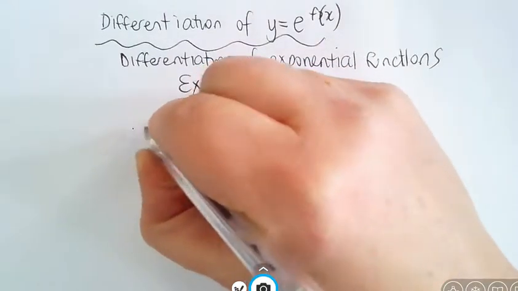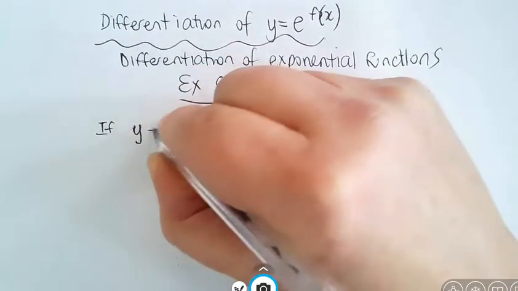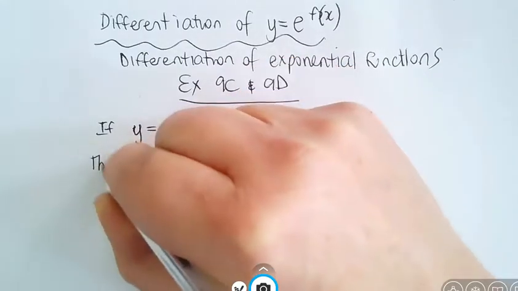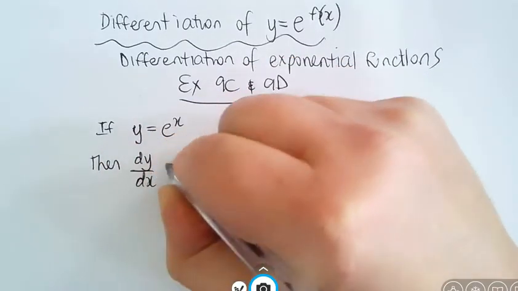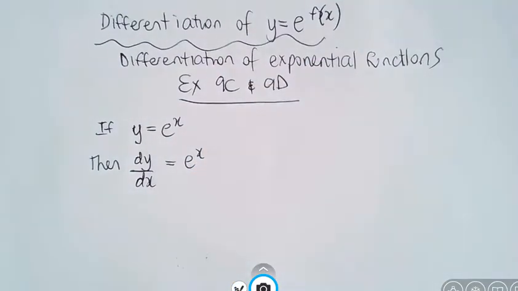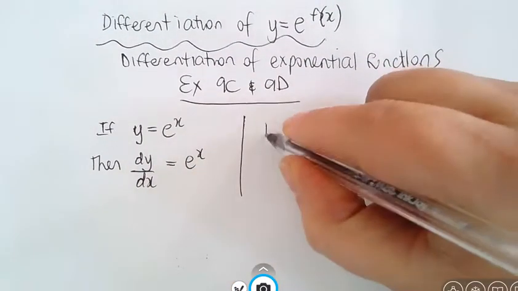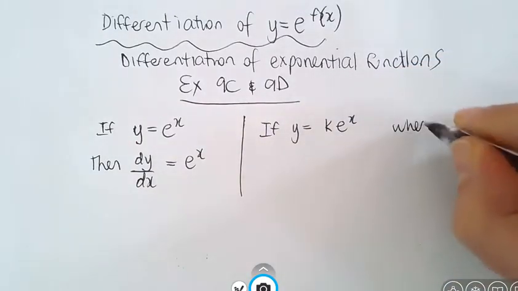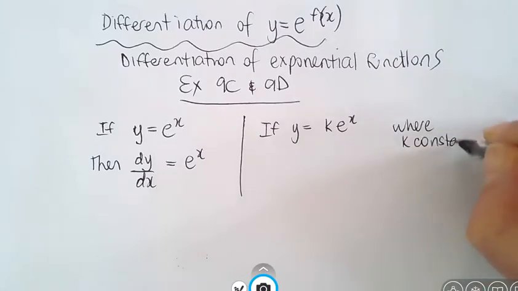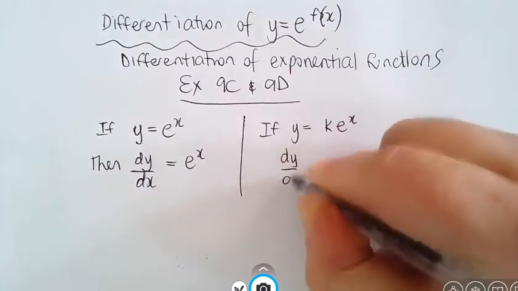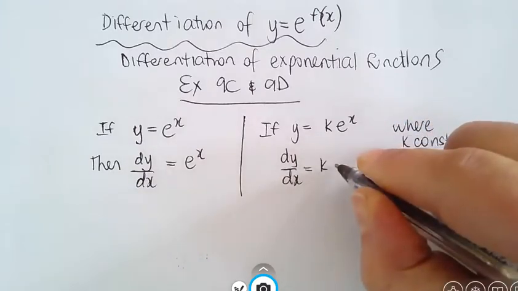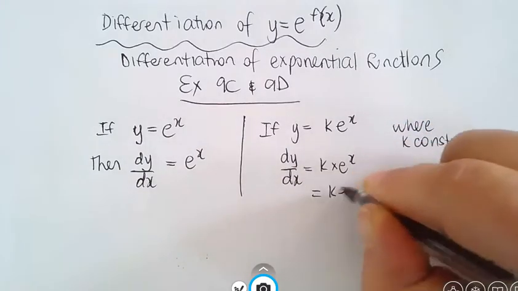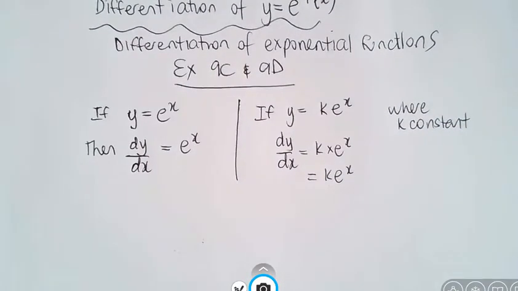We already know that. So we know if y equals e to the x, then dy/dx or y dash is e to the x. We already established that last lesson. We also know that if y equals a constant times e to the x, where k is a constant, then y dash or dy/dx is as well k times e to the x.